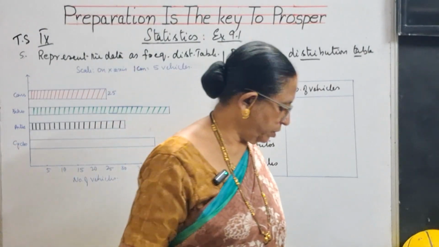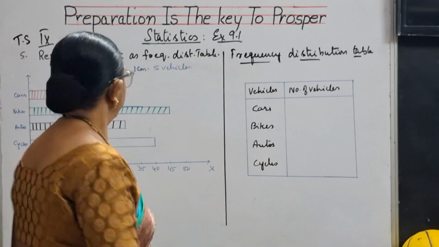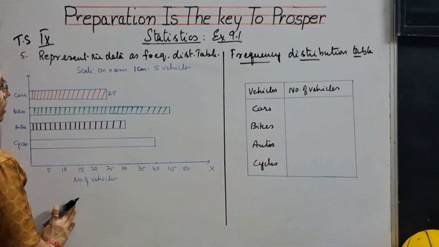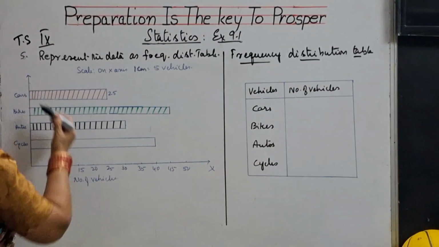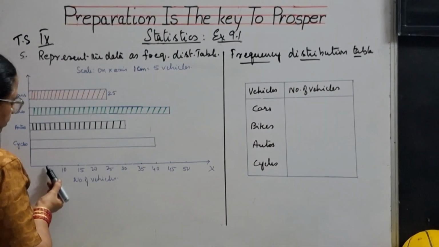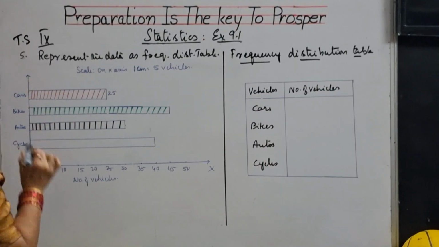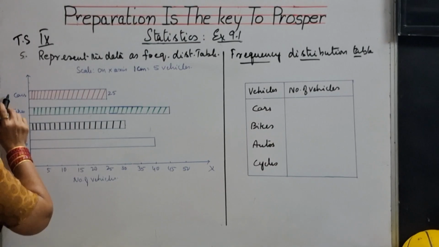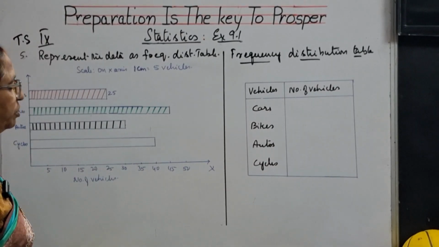Now the fifth problem, children. In this fifth problem, they have given a graph. Represent the given data as a frequency distribution table. Here, this is the x-axis, this is the y-axis, and on the x-axis, they have given the scale 1 centimeter is equal to 5 units. So 5, 10, 15, 20, it is like this. And on the y-axis, 1 centimeter is one vehicle. The vehicles are cycles, autos, bikes, and cars. Now you need to write the frequency distribution table.